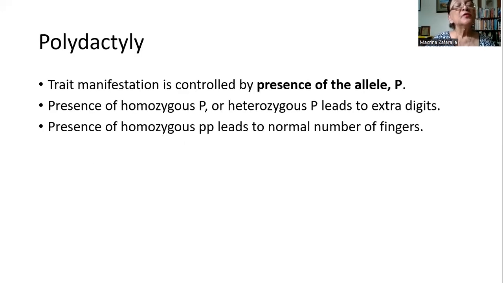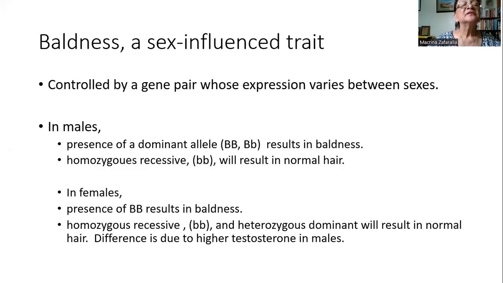Let's go to the trait of polydactyly, having extra digits, fingers or toes. The trait manifestation is controlled by the presence of the allele big P. Presence of homozygous P or heterozygous P leads to extra digits. Presence of homozygous recessive p or small p leads to normal number of fingers.